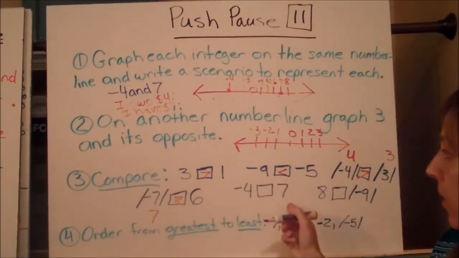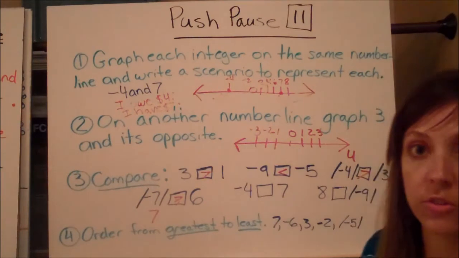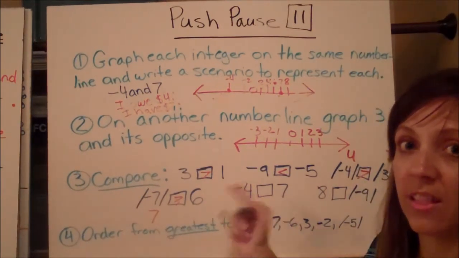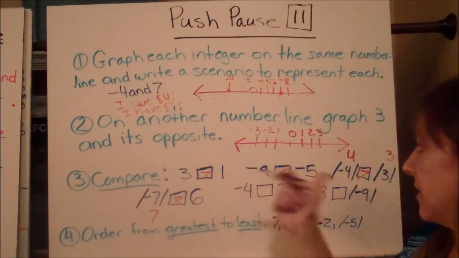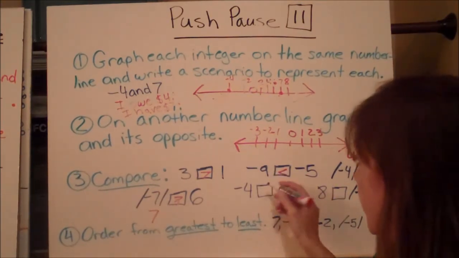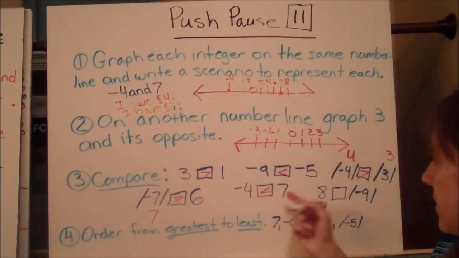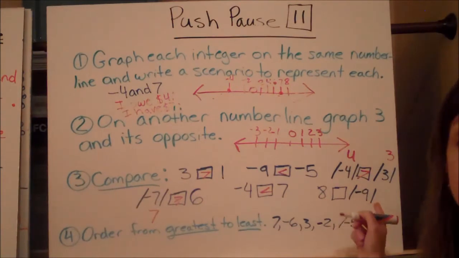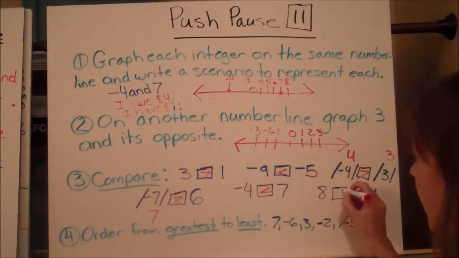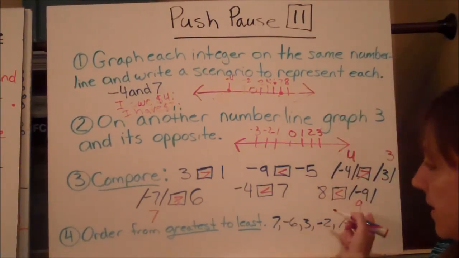All right, negative 4 and 7. Okay, there's no absolute value symbol, so I just look at the two numbers at their given value. Negative 4 is to the left. Left is least. 7 is to the right. Right is positive. That's a greater number. So 7 is greater. Negative 4 is least. Negative 4 is less than 7. I have 8 and the absolute value of negative 9. The absolute value of negative 9 is 9, and 9 is greater than 8. 8 is less than 9.